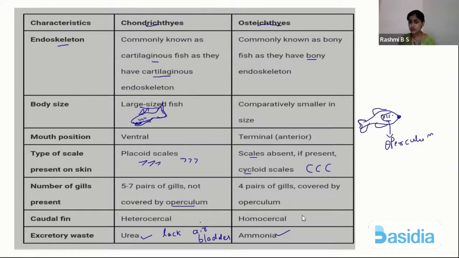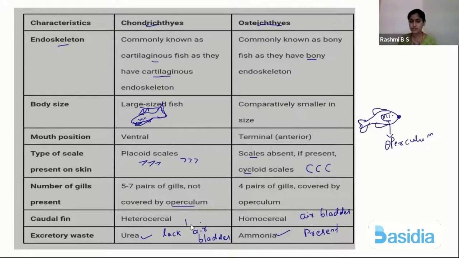But in case of osteichthyes, an air bladder is present. As the air bladder is present, it will fill with air, so it helps in buoyancy. It keeps them floating easily. So they need not swim continuously to keep floating on the water. Okay? Is it clear, children? This is also a very important character.